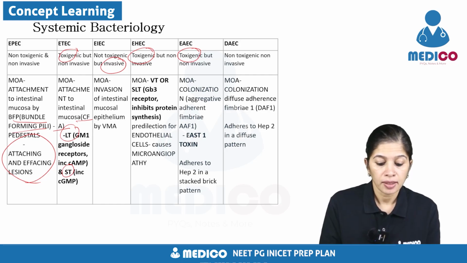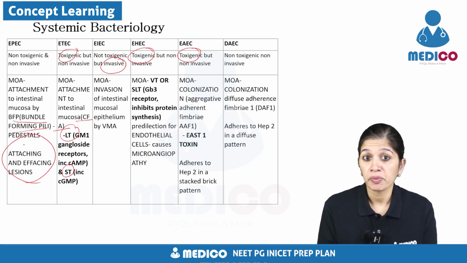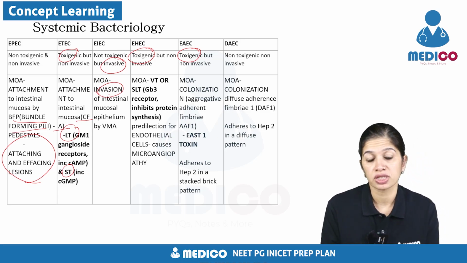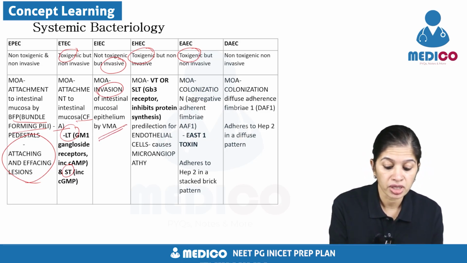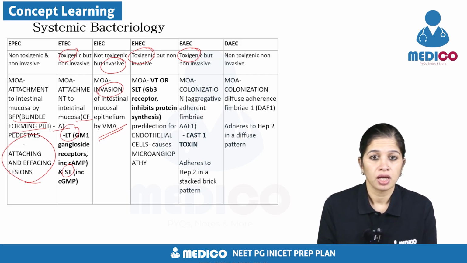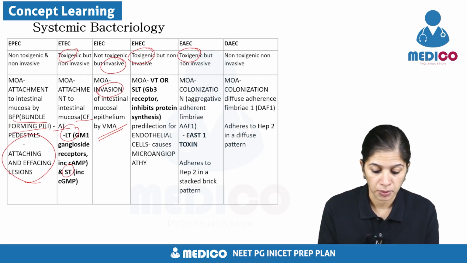Okay. Then enteroinvasive, the name has the word invasive. So the mechanism of action is invasion of intestinal mucosa by virulence marker antigens, that is VMA. Okay. So invasive action by means of VMA.